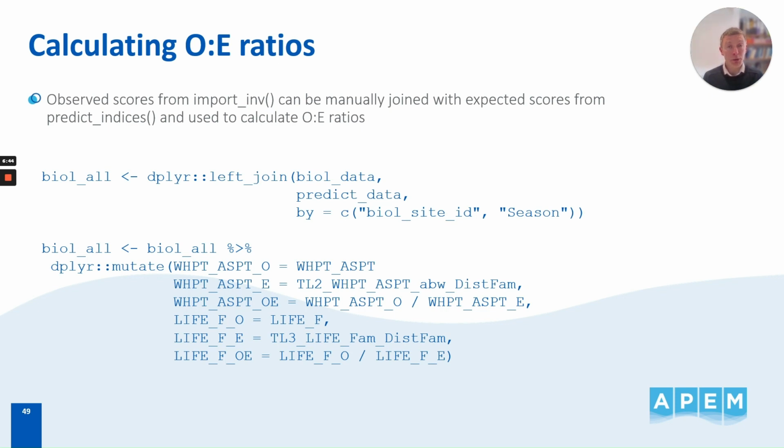An OE ratio at 1 or close to 1 indicates that the invertebrate community is pretty much in line with what we would expect if there were no anthropogenic pressures acting at that location. And ratios less than 1 indicate a progressively greater degree of anthropogenic impact upon the community.